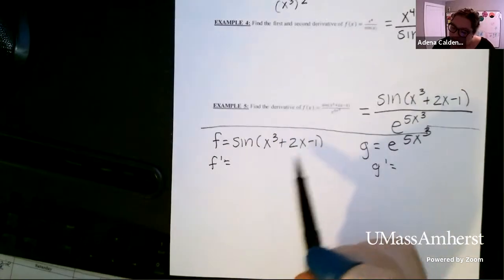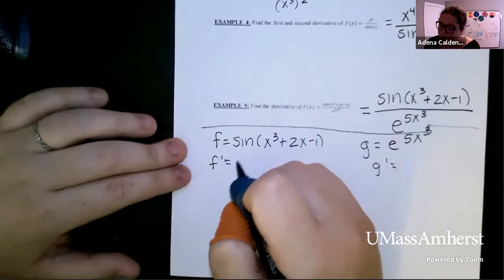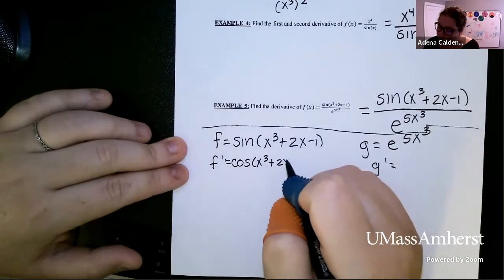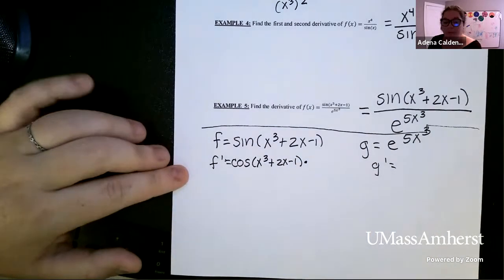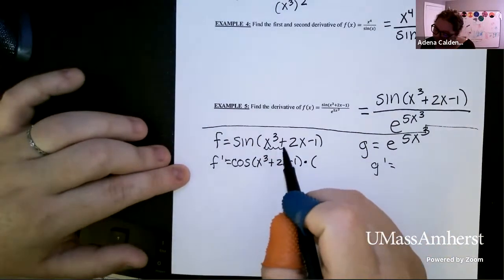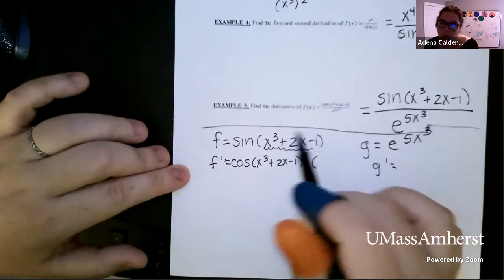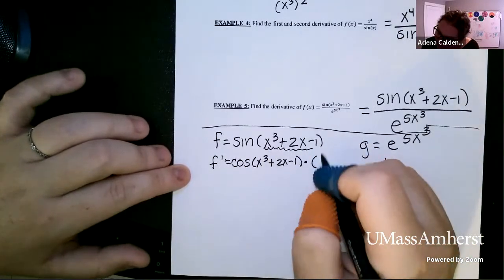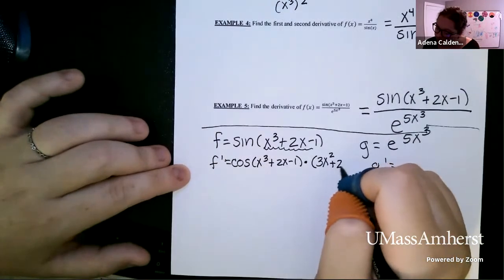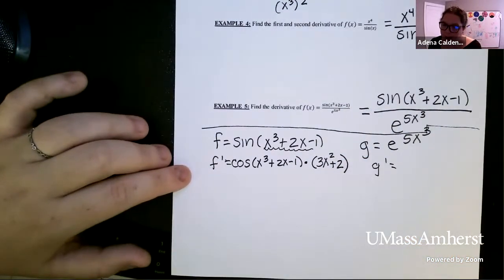So for the first one, I see that I have sine of something complicated. And so our chain rule says, okay, you're going to change the outside function. So sine turns into cosine. When we do that, the inside stays the same. But then we have to remember to multiply that by the derivative of the inside. So we're looking at the derivative of x cubed plus 2x minus 1. I'm going to use parentheses because there's more than one term. So here the derivative of x cubed is 3x squared. The derivative of 2x is 2, and the derivative of 1 is 0. So my f prime looks like that.